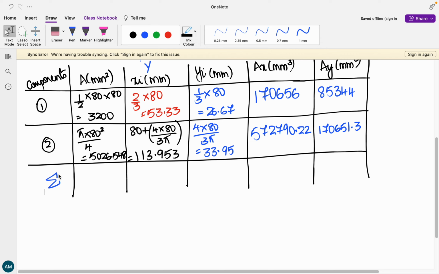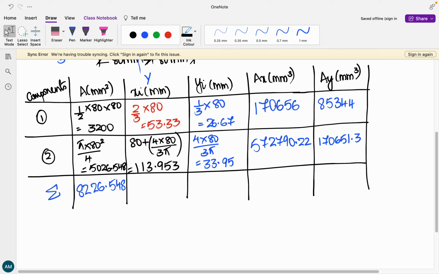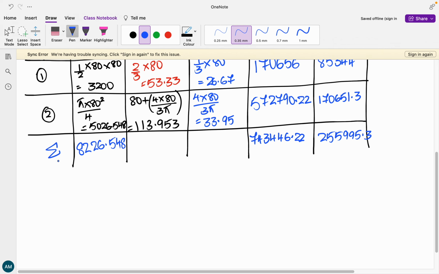Let us write the summation of area first. That is 3200 plus 5026.548, which is 8226.548. Summation of A into x, 170656 plus 572790.22, so this is 743446.22. And then 85344 plus 170651.3, so this is 255995.3. Now what is the last step?